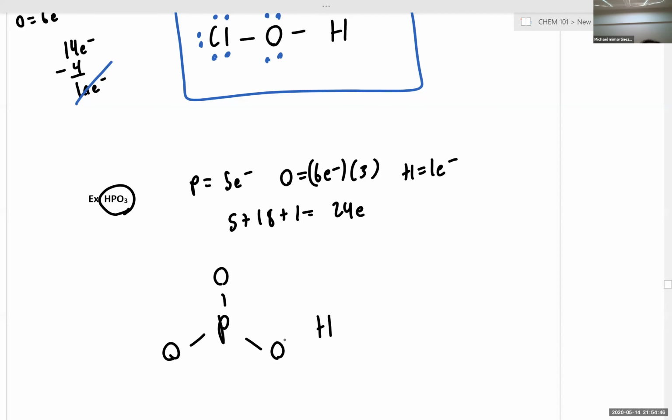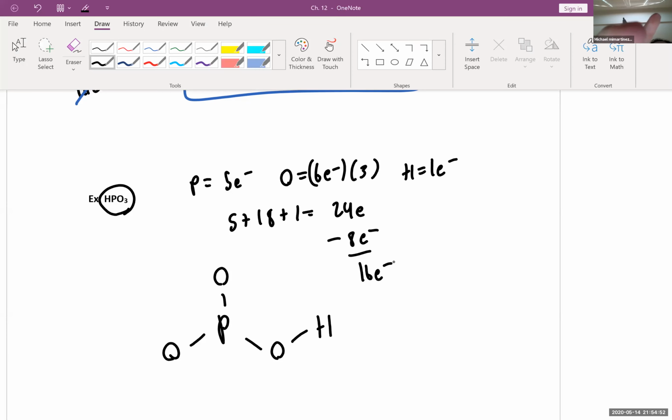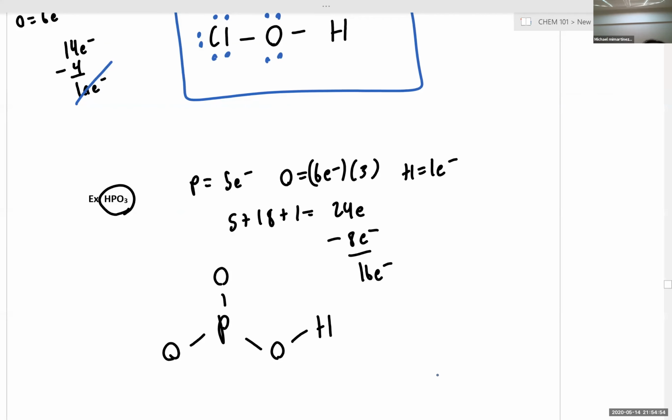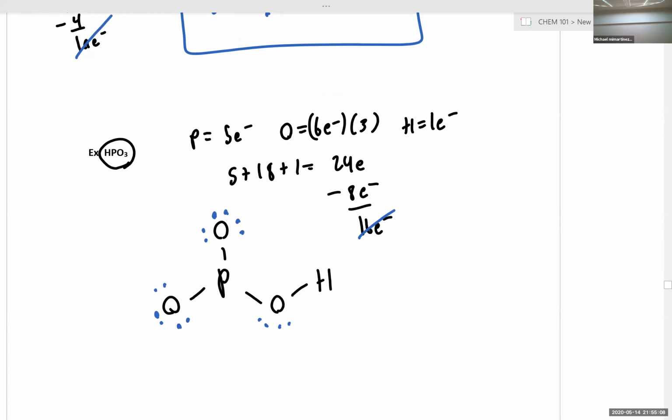Then we form 1 bond each. So we've used up 8 electrons. We have 16 electrons remaining. Now we distribute our lone pairs. 2, 4, 6, 8, 10, 12, 14, 16. So we've used up our electrons. Now, my question to all of you, is this structure as perfect as we can make it? Is this structure as good as we can make it?